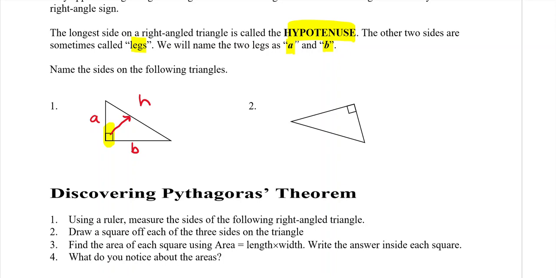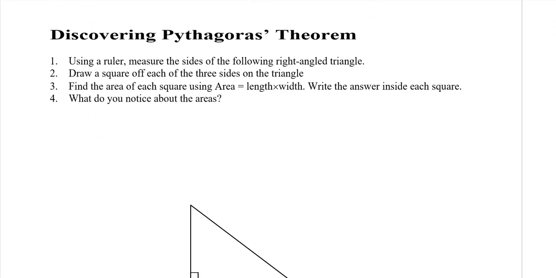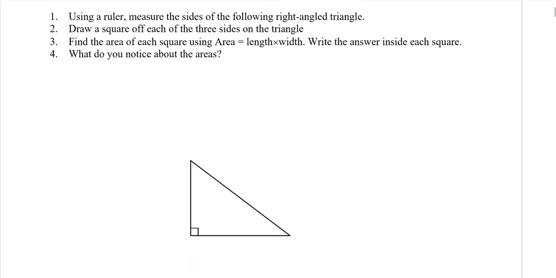Did you do it? Yep. All right, so you should have the H here, and the A and the B are those two, but it doesn't matter which one's which. If you do it the other way around, it's still right. Yes? Okay, good. Now, Pythagoras' theorem, this is more history, was discovered by a man named Pythagoras. And what he did was he discovered the relationship between the three sides of the triangle. And this is kind of what he did.